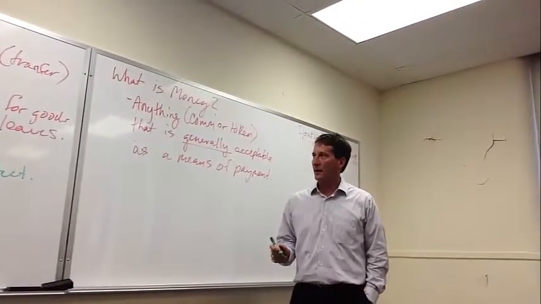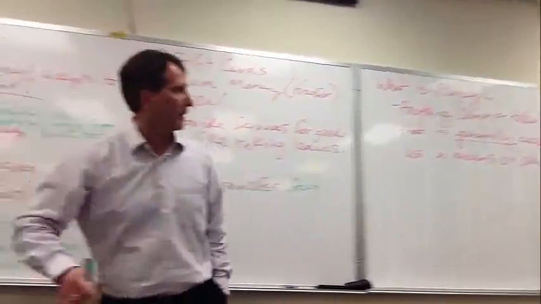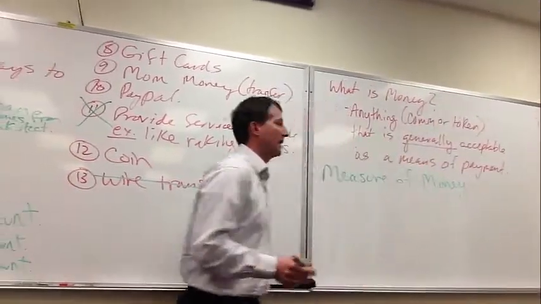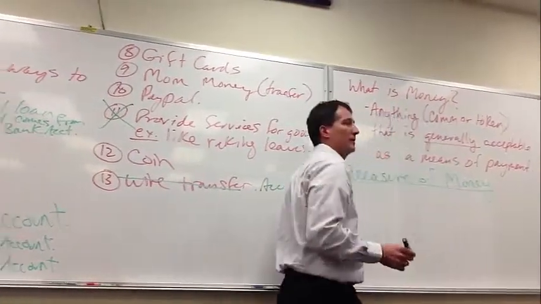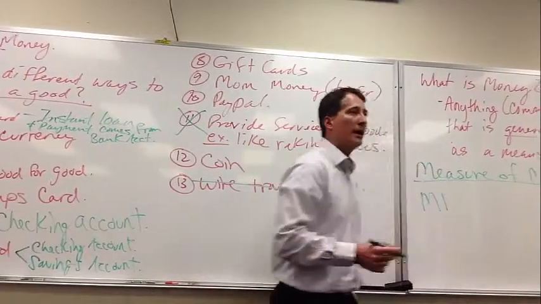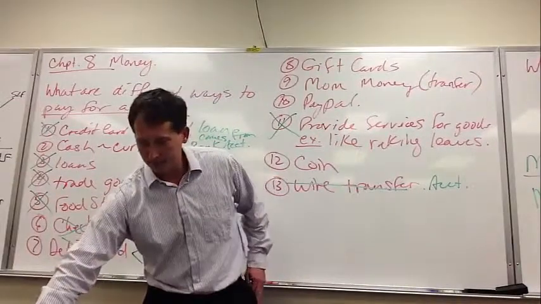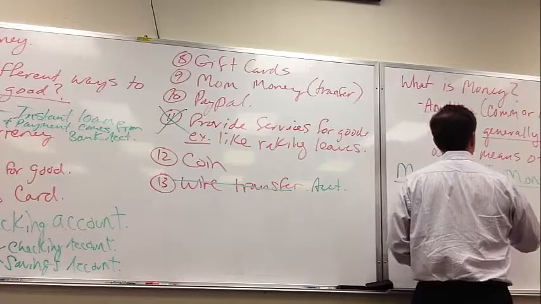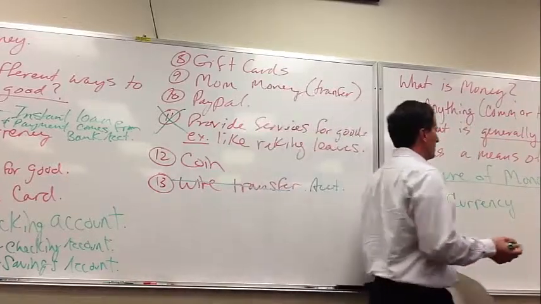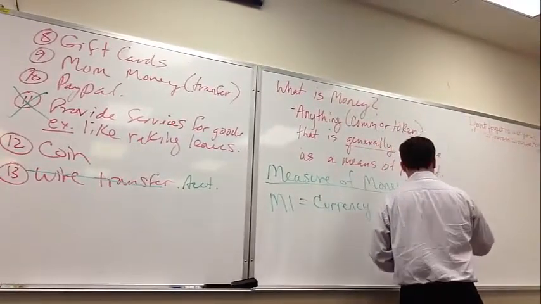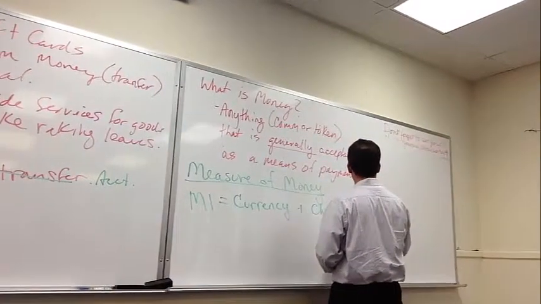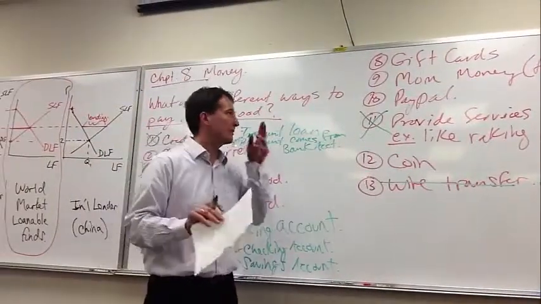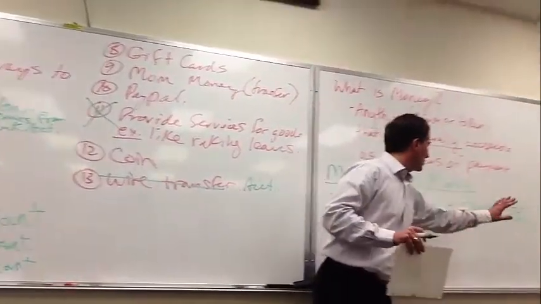Our official measure of money, we're going to talk about in two forms, M1 and M2. So our measure of money that the government has set up and created is simply called M1, our first measure of money. And M1 is currency plus checking accounts. Checking account deposits. Cash plus accounts.